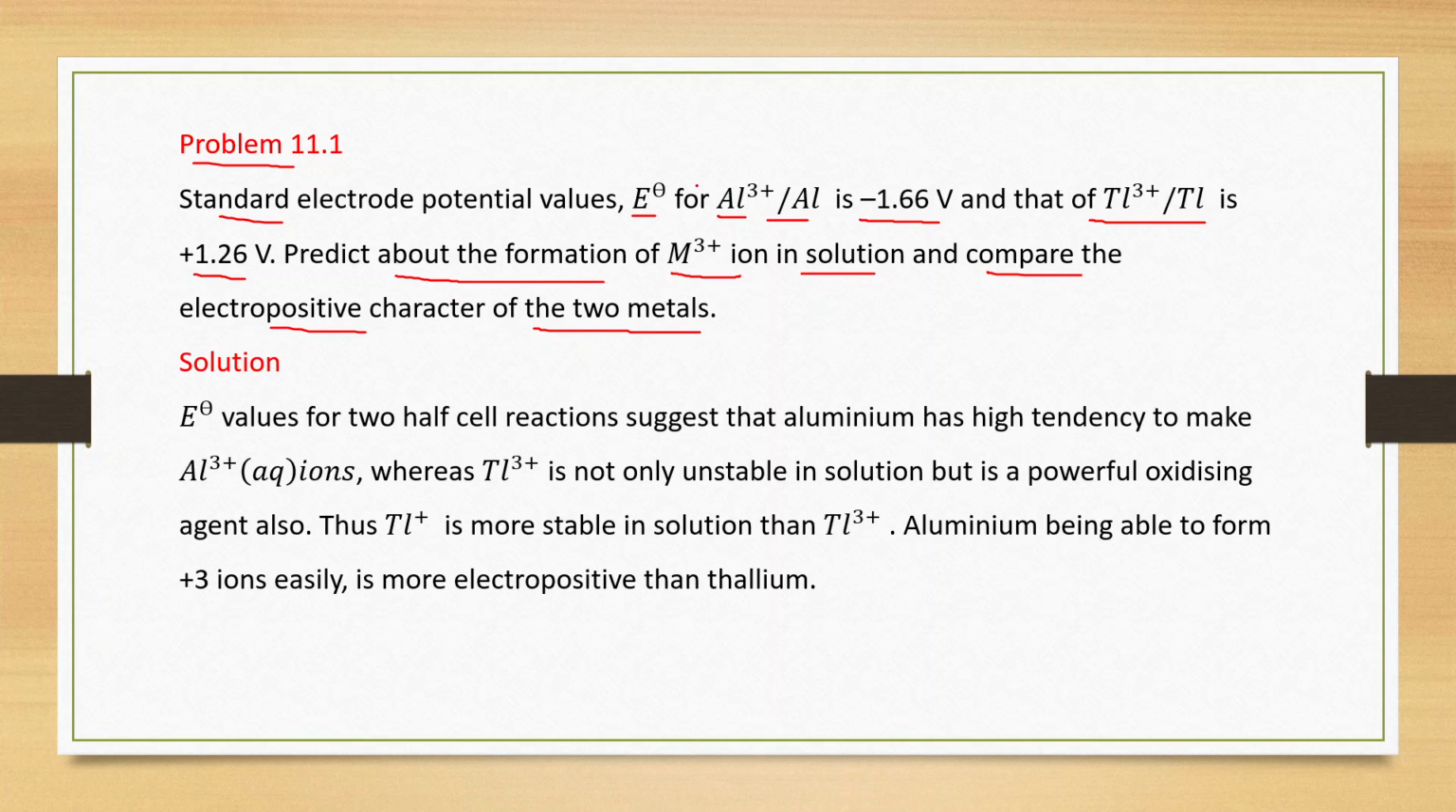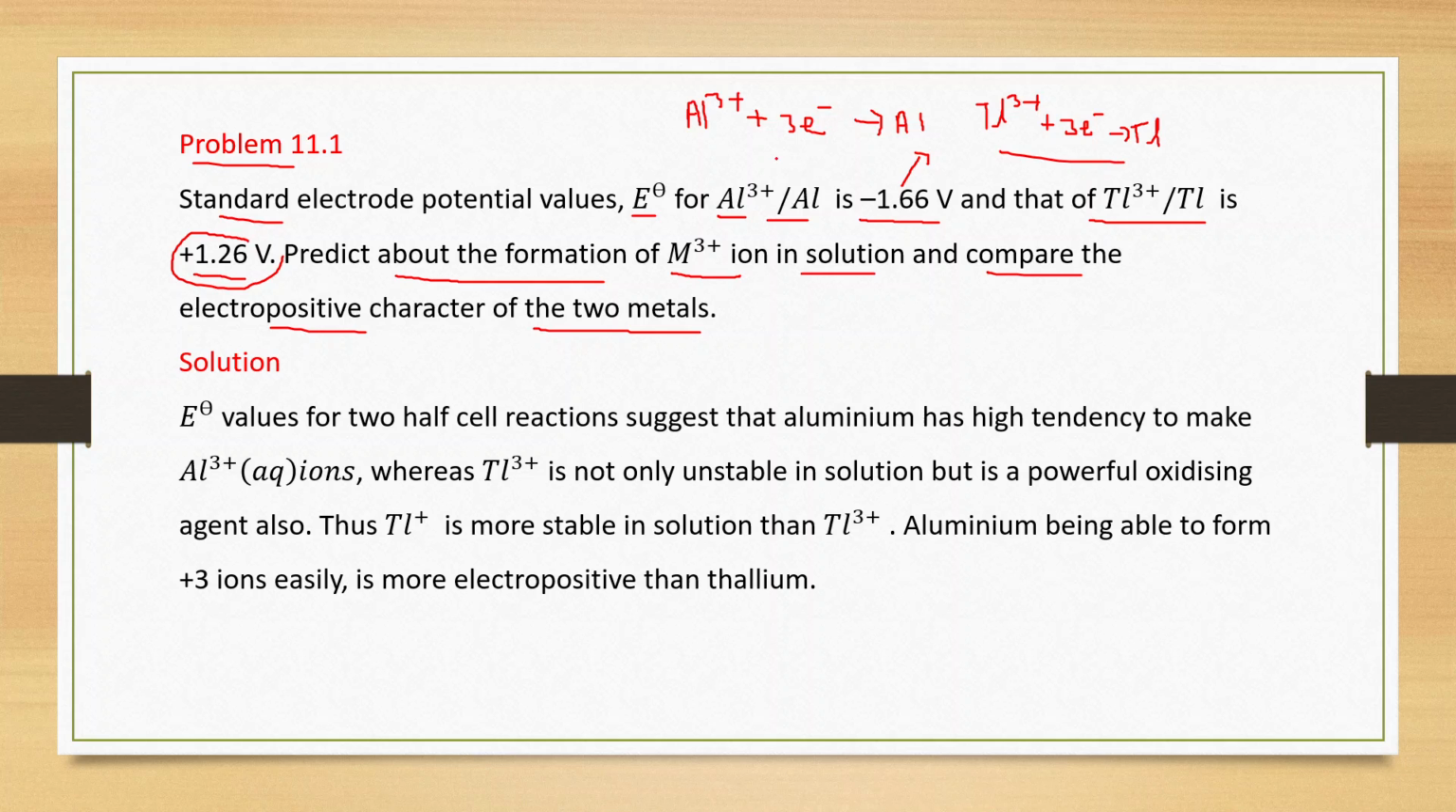Actually, these electrode potential values are the reduction values. Standard electrode potential values represent a reduction process. So you can say that Al3+ will gain these 3 electrons and convert into Al, and for this the electrode potential is −1.66 volt. In the same way, for thallium, Tl3+ will gain the electrons and convert into Tl. This 1.26 volt is the standard electrode potential for this process.